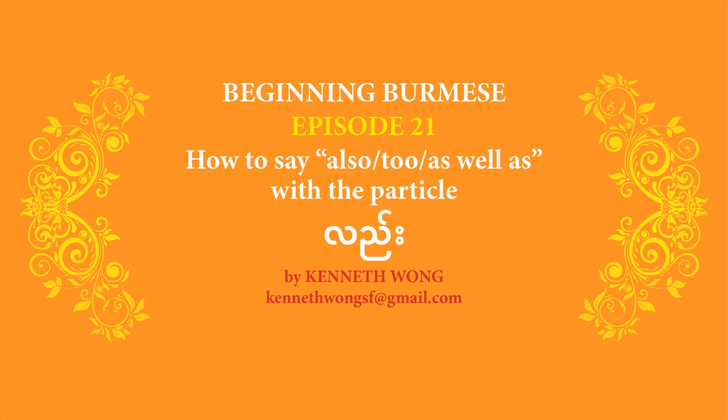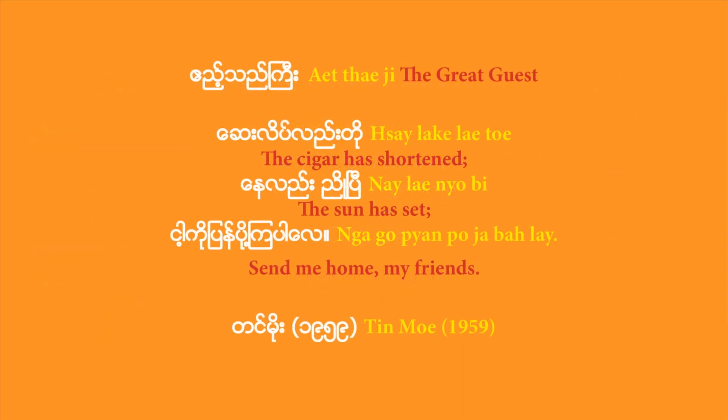This is part of my beginning Burmese tutorial series for people who just want to learn to speak Burmese. Today's lesson is about the use of the Burmese particle le, which works like also, to, or as well as in English. First, let's take a look at how it's used in a famous poem called The Great Guest, Edeji.